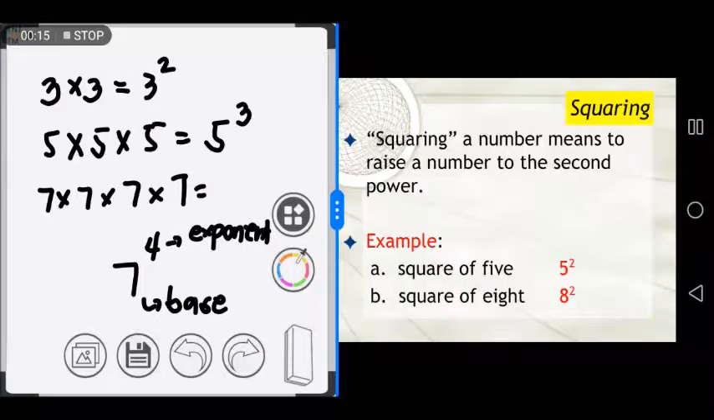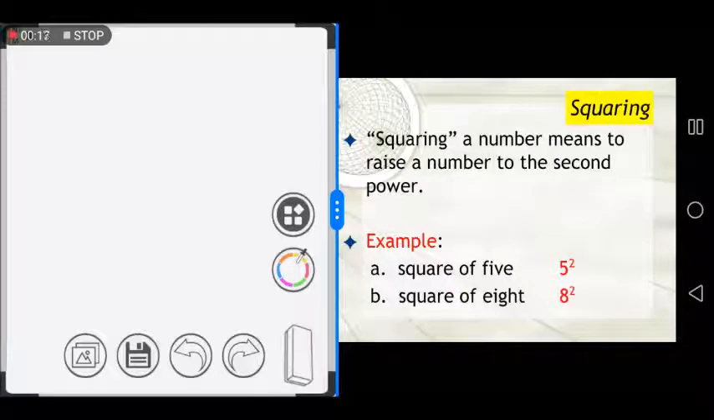Now, let's proceed with squaring a number, no? So, pag sinabing we square a number, ibig sabihin, we raise it to the power of 2, o kaya naman we multiply it by itself, no po? So, yan yung diniscuss natin last time, kagaya ng square of 1, square of 2, 3 squared, or square of 4, or 4 squared, yan, no? So, yan yung diniscuss natin last time.